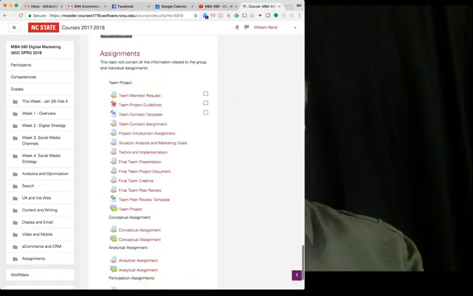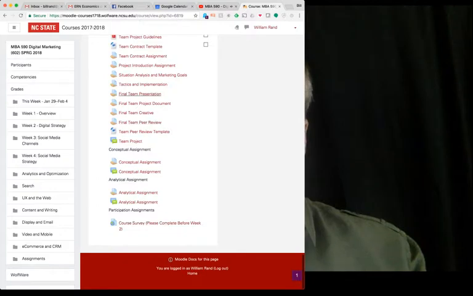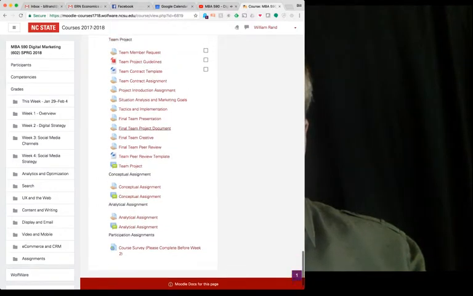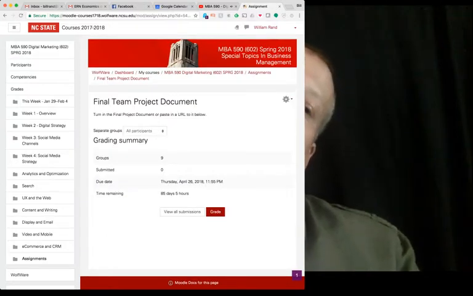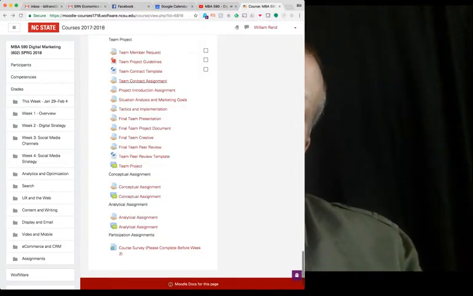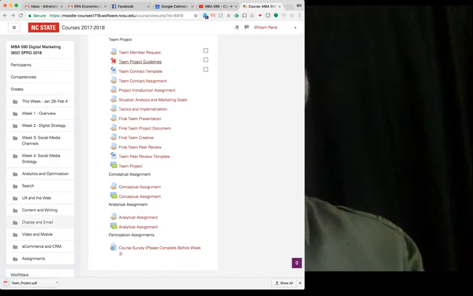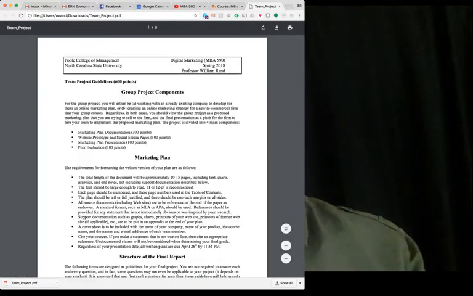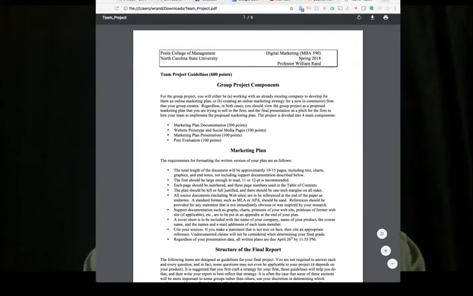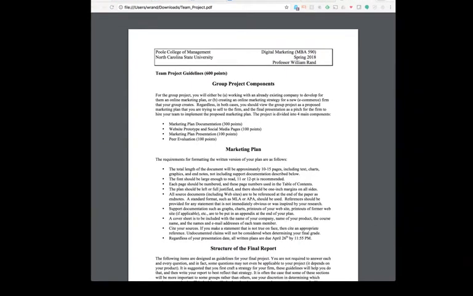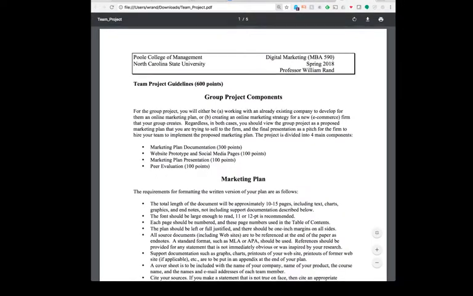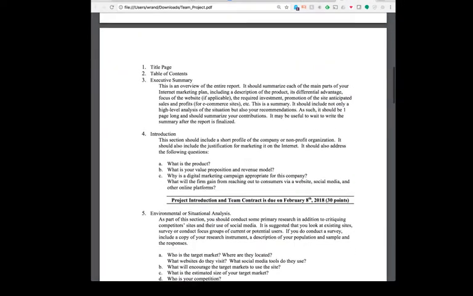Click through to your Moodle page. Scroll all the way to the bottom and you'll find the final team project document. Oh, that's actually the final turn-in, sorry. Team project guidelines, right? So what you need to turn in for next week is part 4, the introduction.